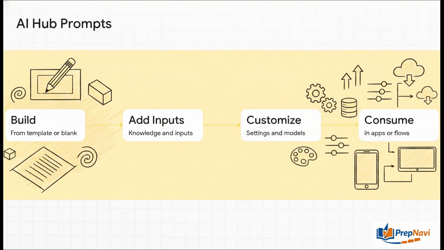Now, let's break down the exact step-by-step lifecycle for the AI Hub. First, you build a prompt, either from a template or totally from scratch. Second, you add grounding knowledge and dynamic inputs so that the prompt can actually react to real business data. Third, you customize those settings and pick the right generative models. And finally, you have to know how to consume that prompt, either by calling it within an app or triggering it inside one of those cloud flows we just talked about.